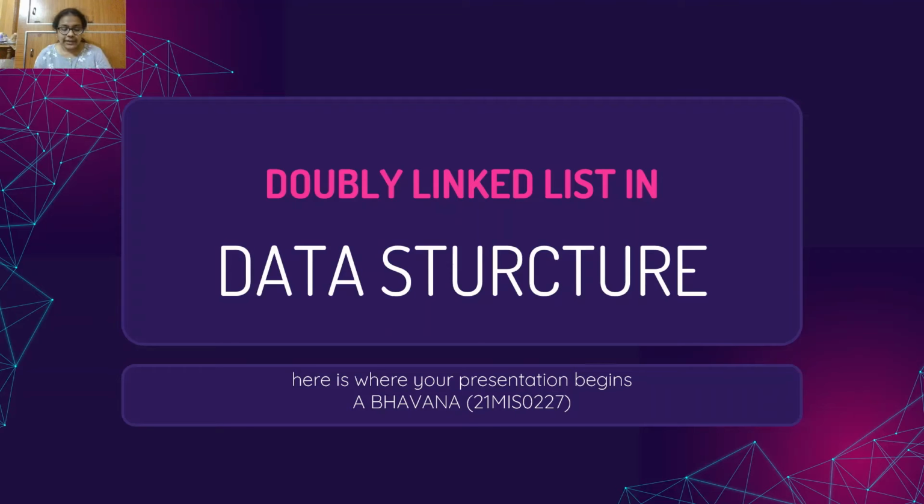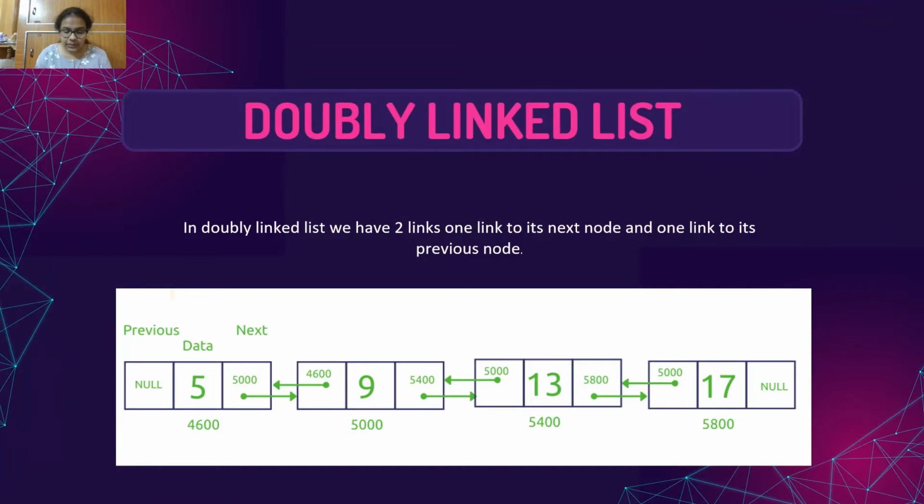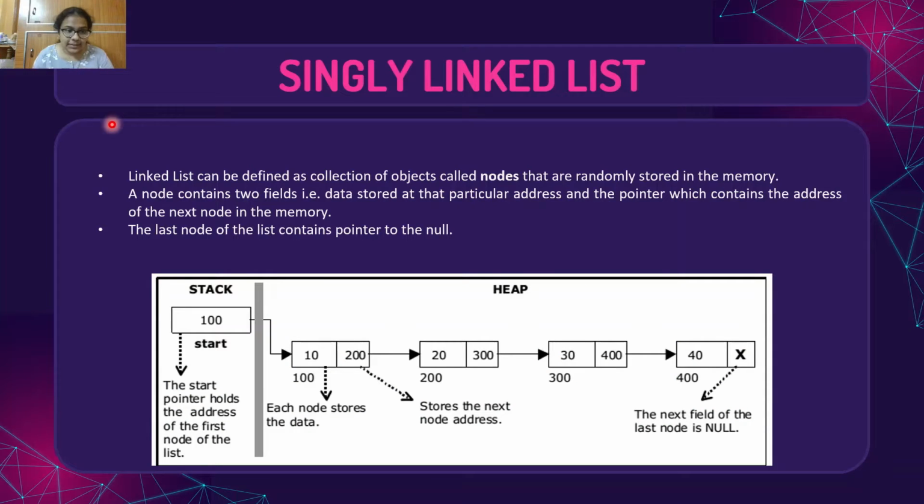Hello everyone, let us see about the doubly linked list in data structure. Firstly, let us see about the singly linked list. A singly linked list can be defined as a collection of objects called nodes that are randomly stored in the memory.